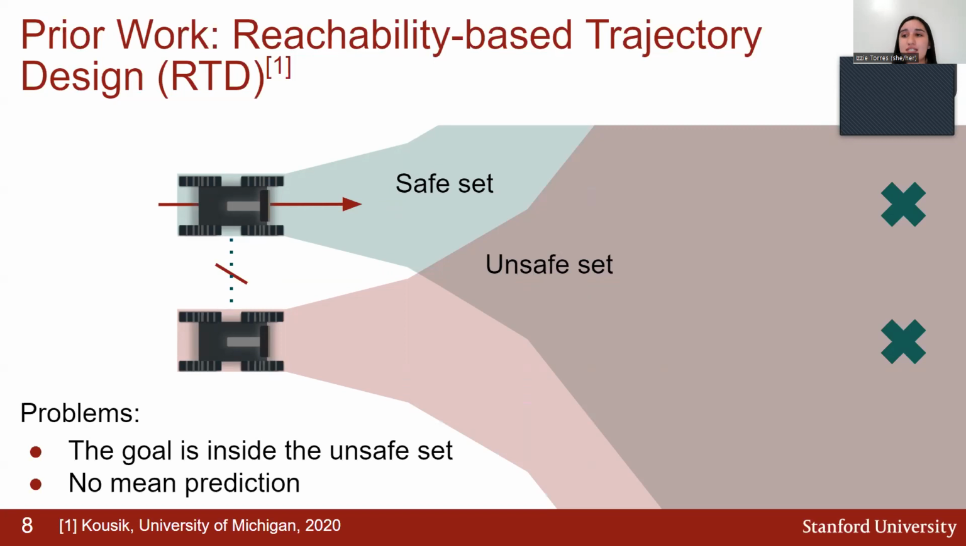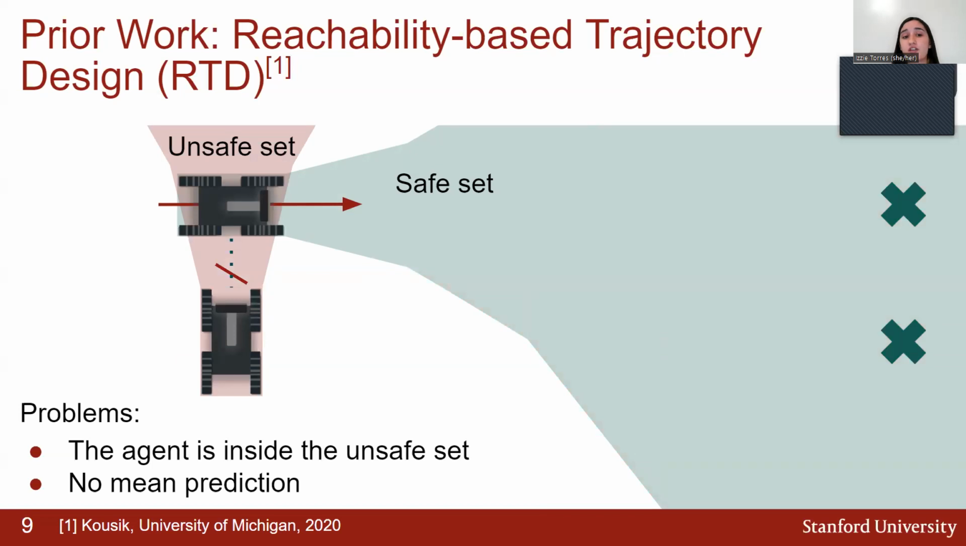Now, this in theory should guarantee no collisions, but the problem is that, for example, the goal might be inside the unsafe set, in which case you never collide, but you also never complete your mission. There also is no mean prediction of where that other rover could be. It could be anywhere within the unsafe set, and reachability-based trajectory design doesn't really prescribe where it might be.